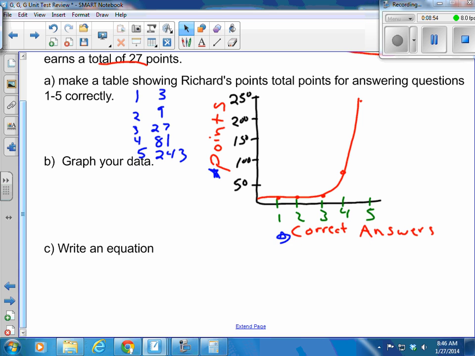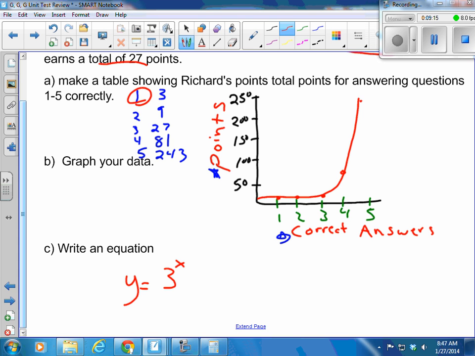Final one, and I'm sure you know what it is. Write an equation for this now. My equation for this is pretty simple. y equals, my base is 3, and then I just go to the x power, because this one is 3 to the first, 3 to the second, 3 to the third, all the way up. That's my equation. It's an exponential equation. That's my growth, and that is it.